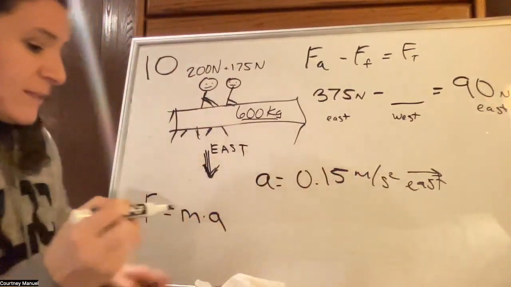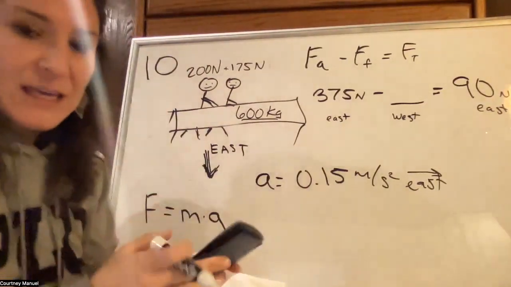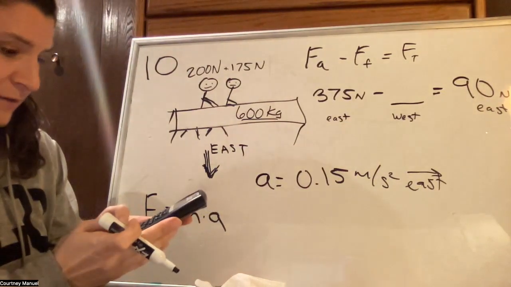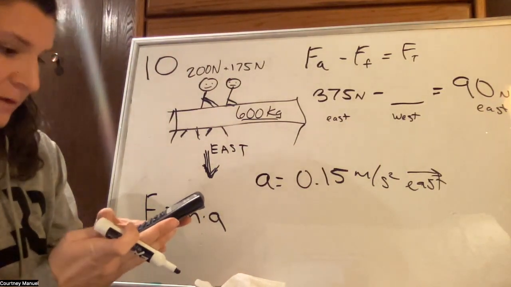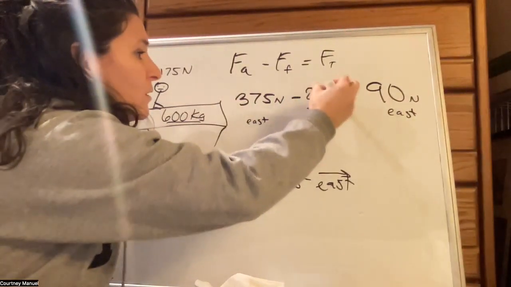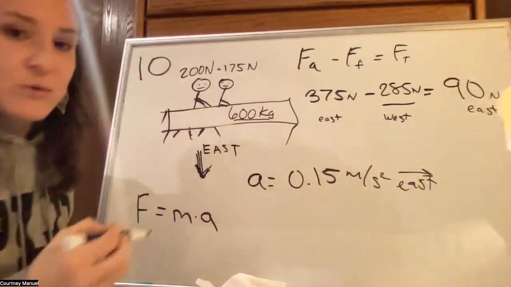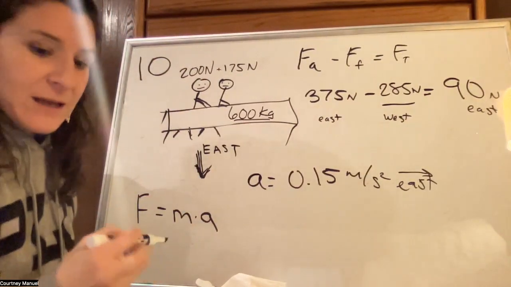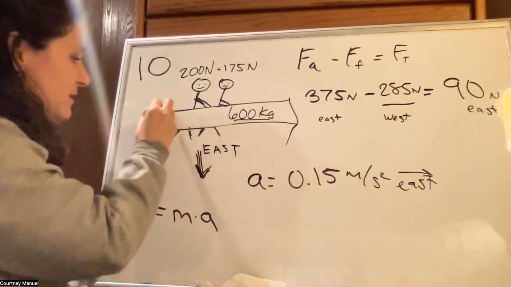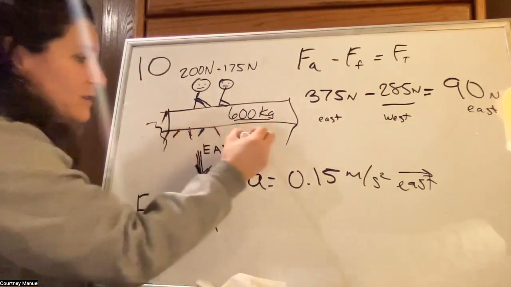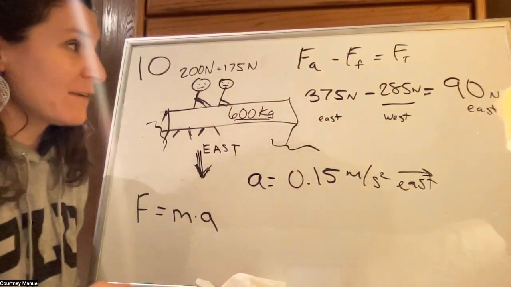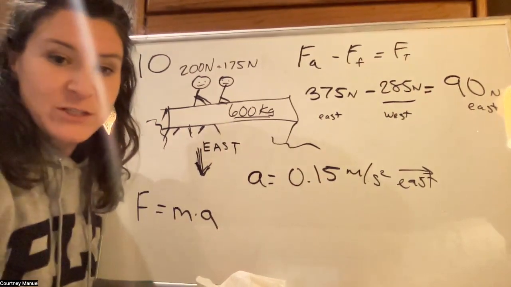All right. 375 take away something equals 90. Well, you could do it the other way around to say 375 take away 90 equals our something, right? And that is 285. 285 newtons west is the kinetic frictional force between this table and the carpet, and it must be some seriously wavy carpet because that is a very, very high kinetic friction. Okay. If you have any questions, please reach out.